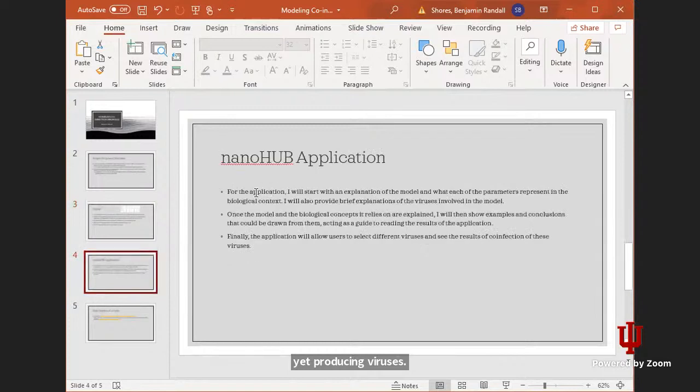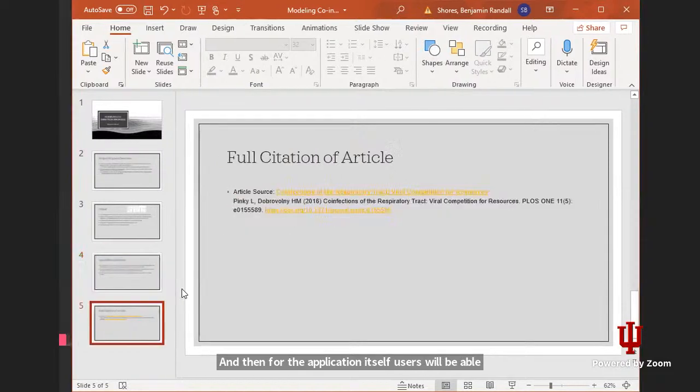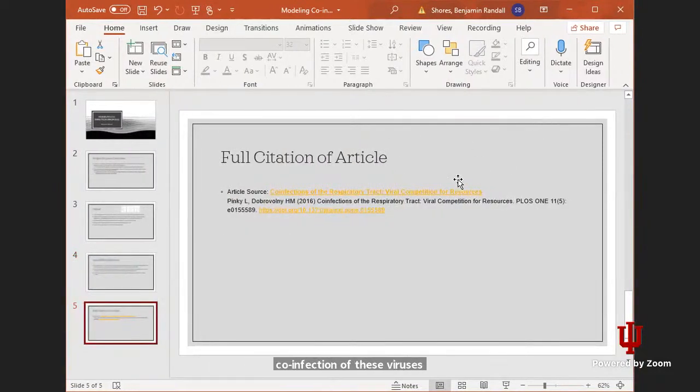For the NanoHub application itself, I want to start with an explanation of the model and what each of the parameters represent in the biological context, as well as brief explanations of the viruses. Once that's done, I would like to show examples of what this model produces as a way of acting as a guide to read the results of the application. And then for the application itself, users will be able to select different viruses to see the results of co-infection of these viruses. And that's the full citation of the article I was referring to.